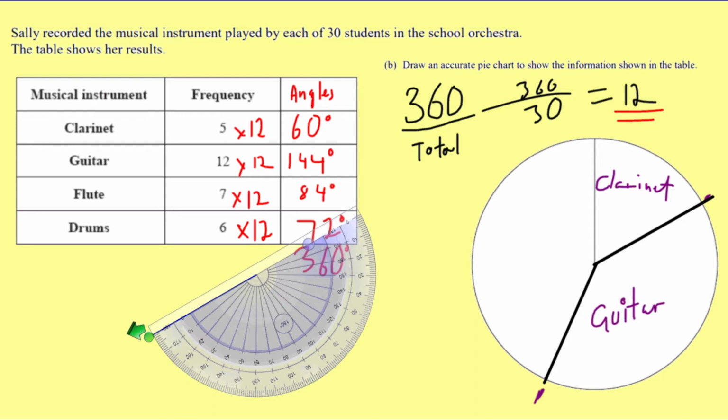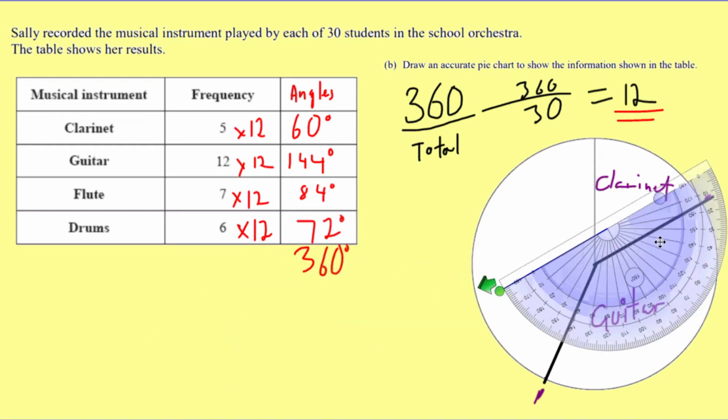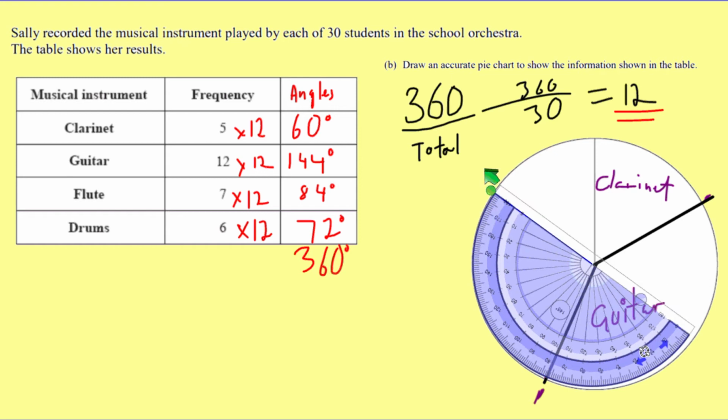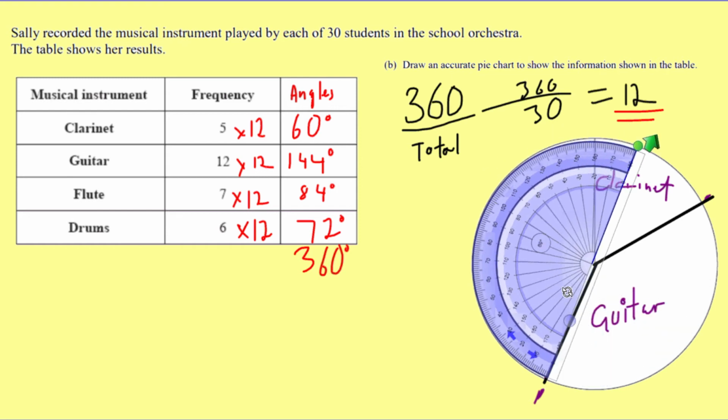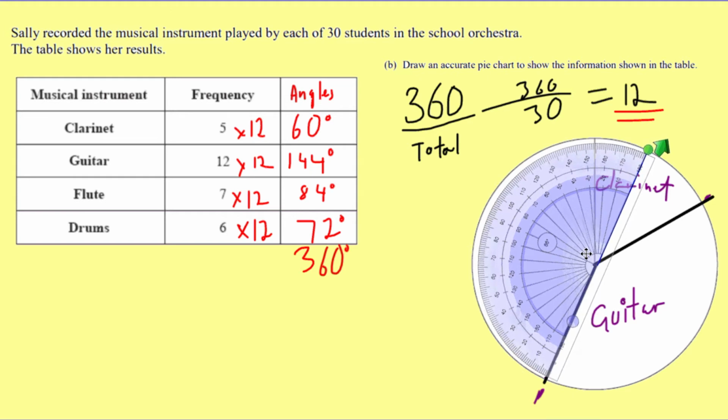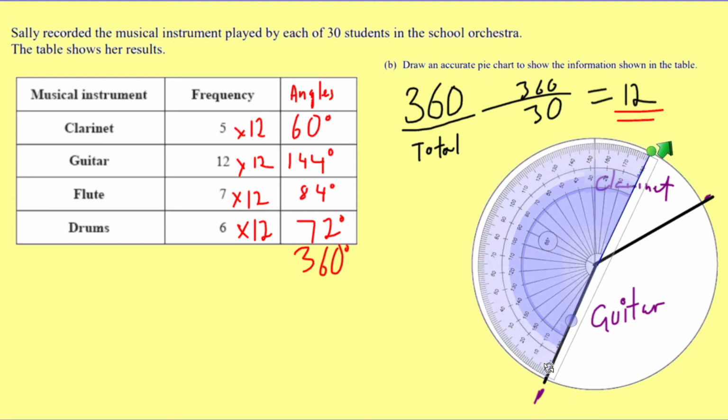Okay. We're then going to put our protractor back on and turn it round so it's on the line we've just drawn for guitar. Make sure it's in the middle. Mine's a bit off there. Put it back in the middle. 0 on the line. Looking good.